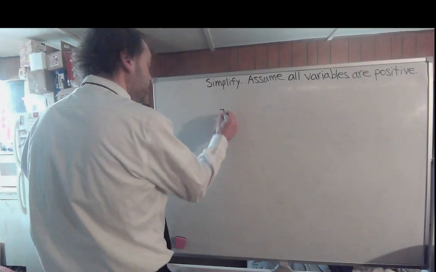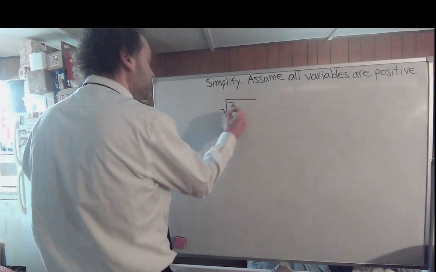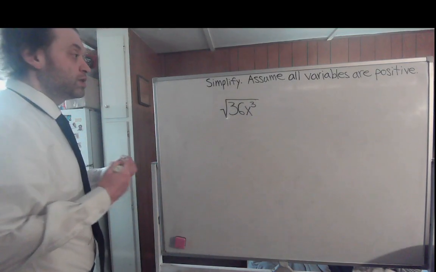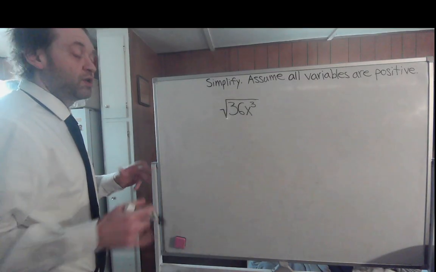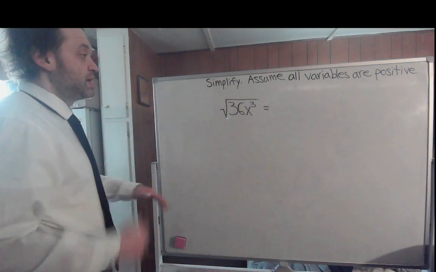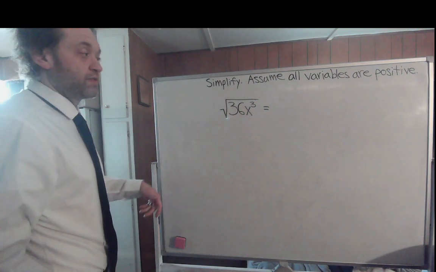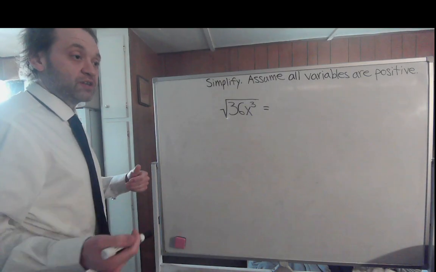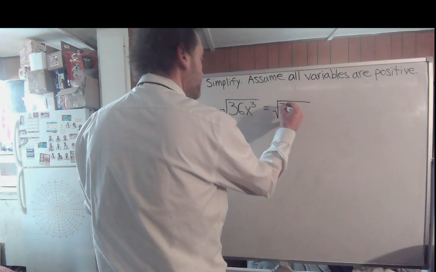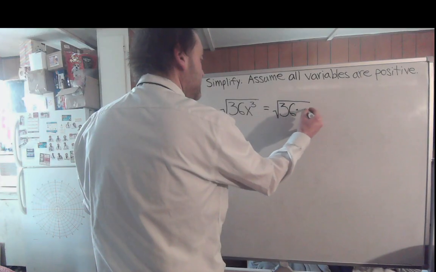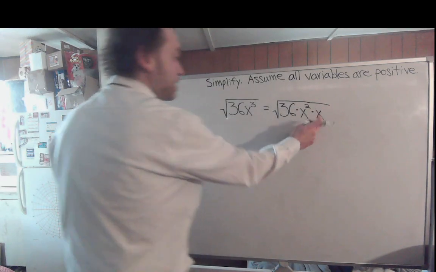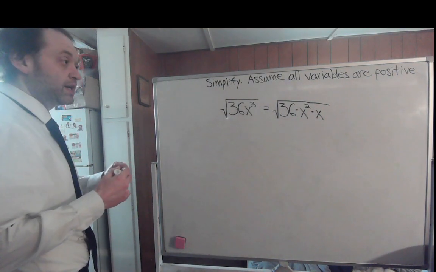Alright, a little bit different here. So we have the square root of 36x to the third. Okay, well, here's the thing. X to the third's not a perfect square, but we can split it up into a factor where one of them is. Isn't this the same as the square root of 36 times x squared times x? Because x squared times x would give you x to the third, right?